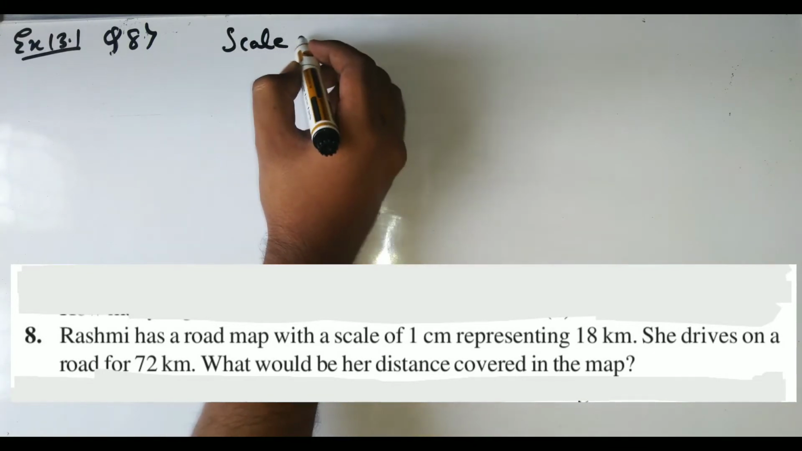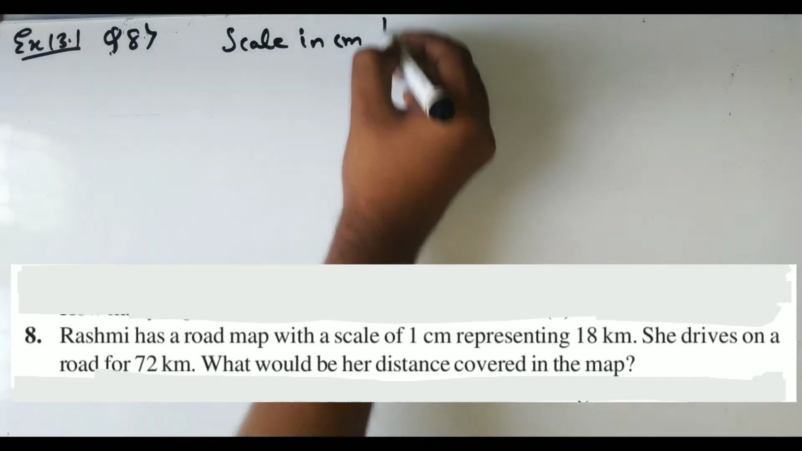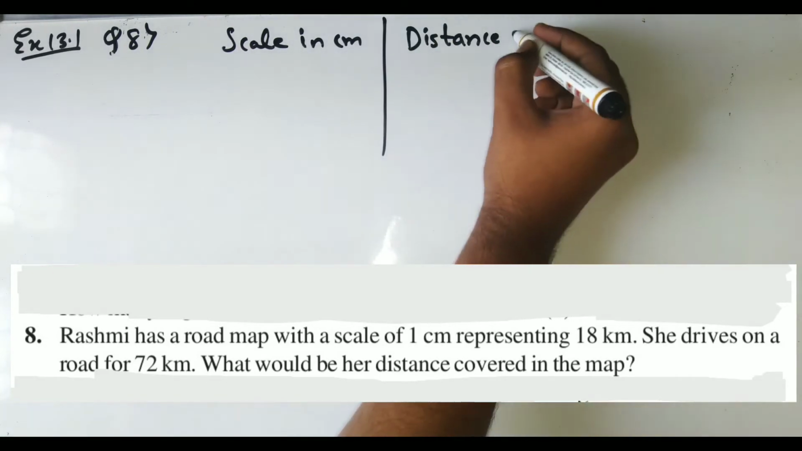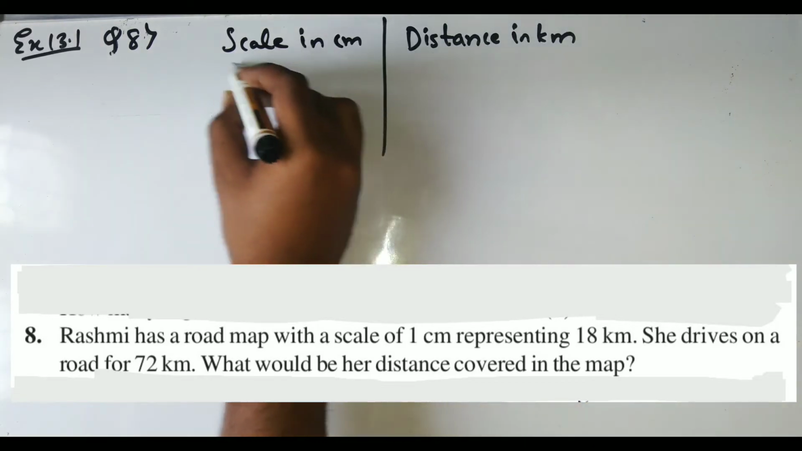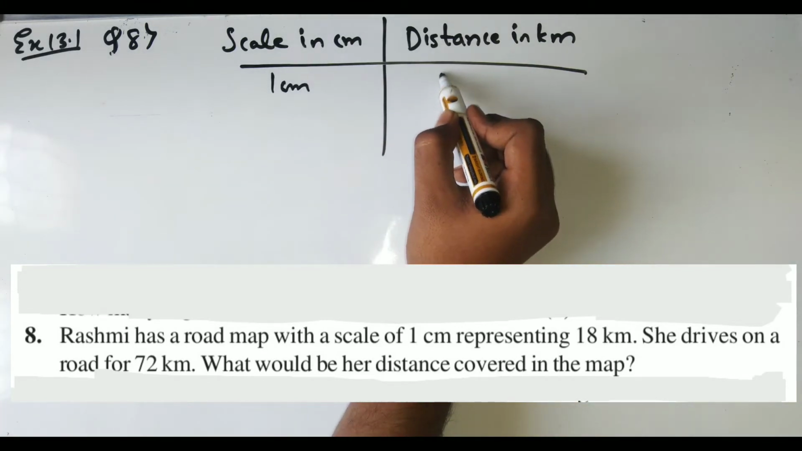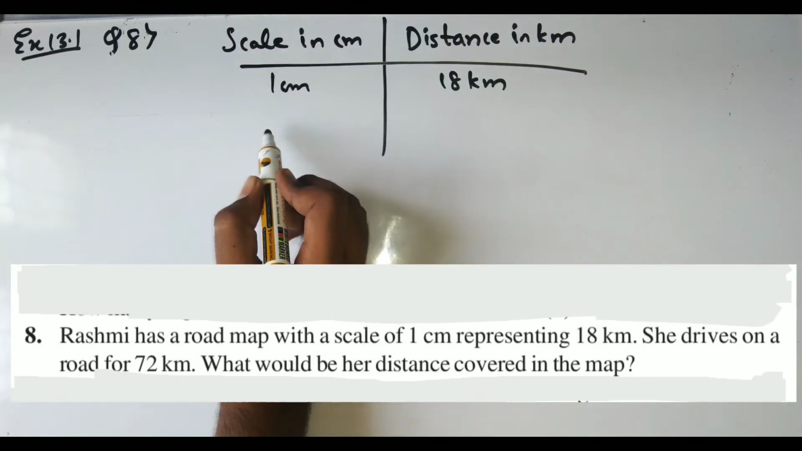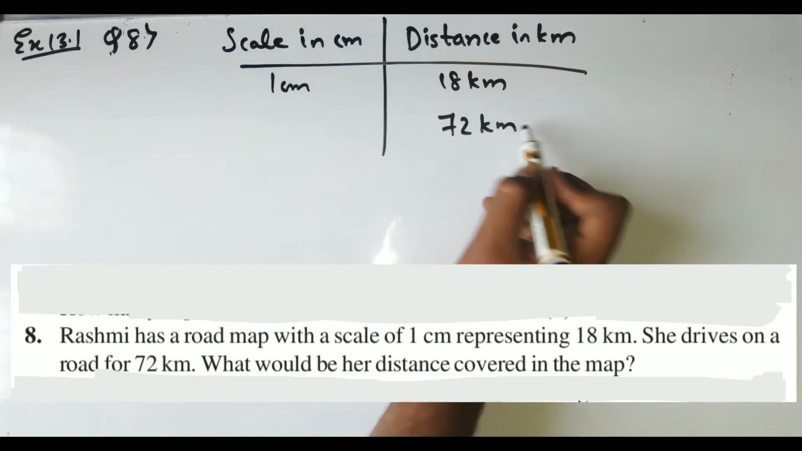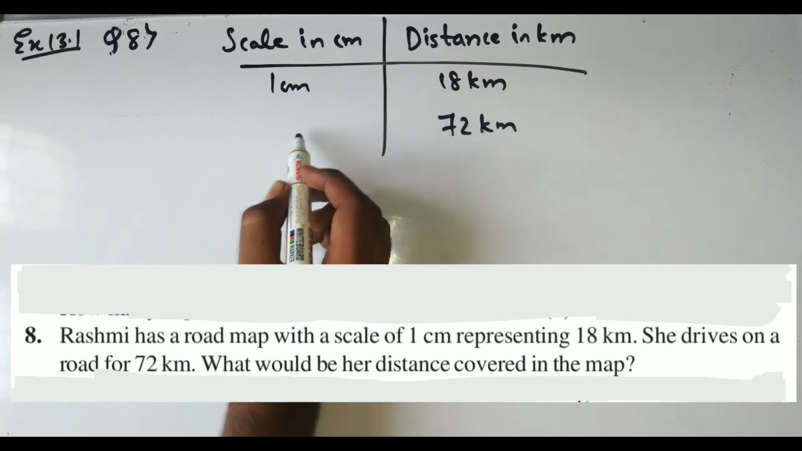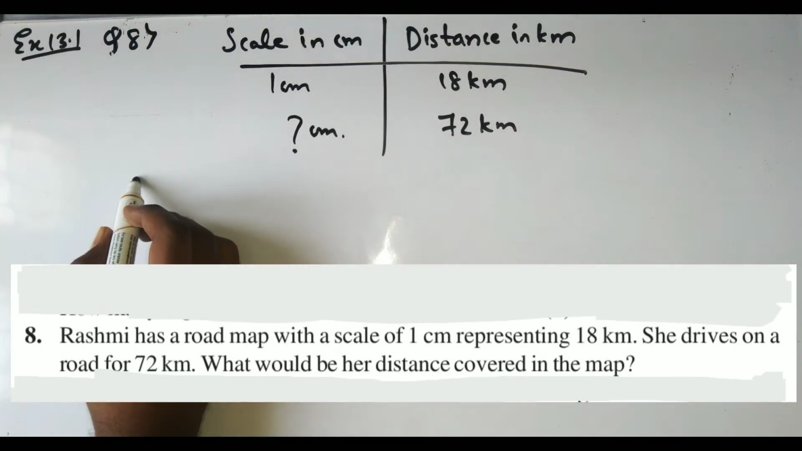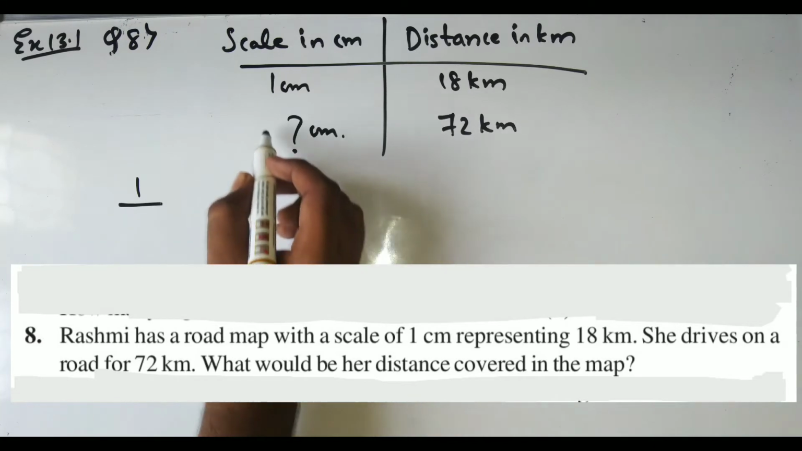So scale in centimeter, correct? And distance, the original distance, which is in kilometer, correct? Now it is given 1 centimeter represent 18 kilometer. So she drives on the road for 72 kilometer. So what would be her distance in the map? In the map means what will be the distance in centimeter? Scale they are asking, correct? So again the same thing. So 1 centimeter, so 1 by, I'll take this as x centimeters.